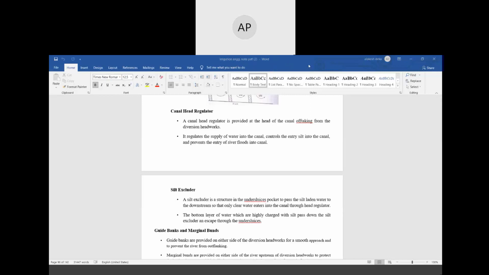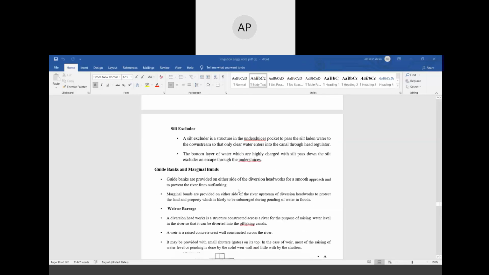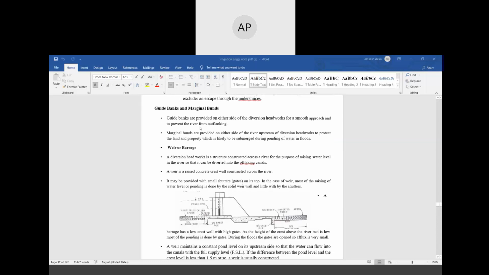So what is a silt excluder? A silt excluder is a structure in the undersluice's pocket to pass the silty water to the downstream so that only clear water can enter into the irrigation canal. Okay. And next is your guide bund and marginal bund.